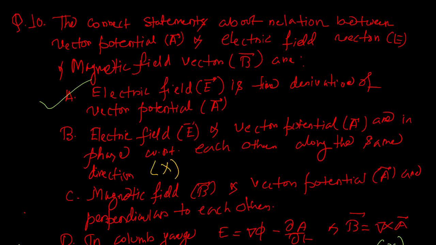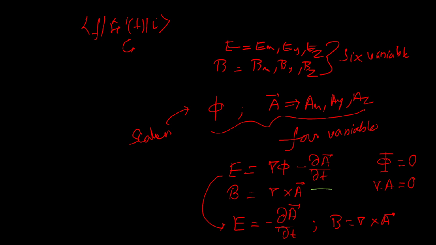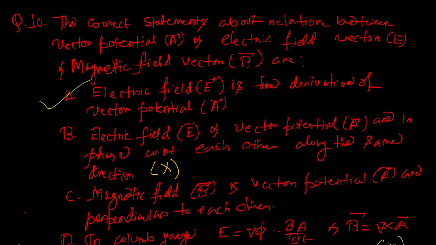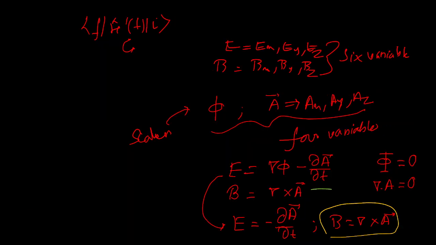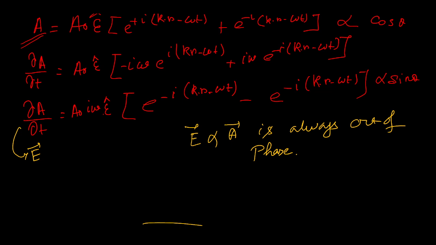Okay, now as we mentioned, B is equal to del cross A, so the direction of B must be perpendicular to the direction of A, so that is correct. So for this question we are getting these two options correct, A and C. With this, the question is done.